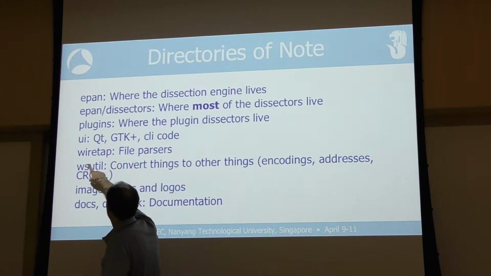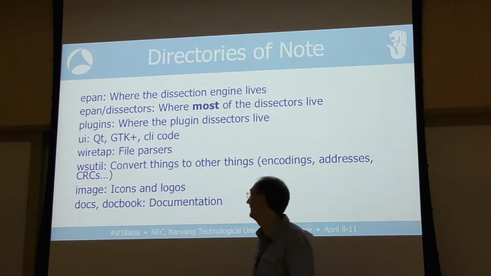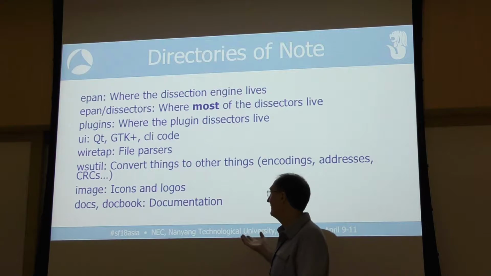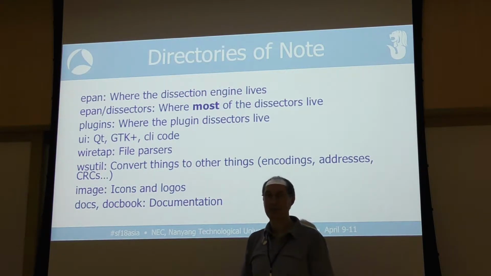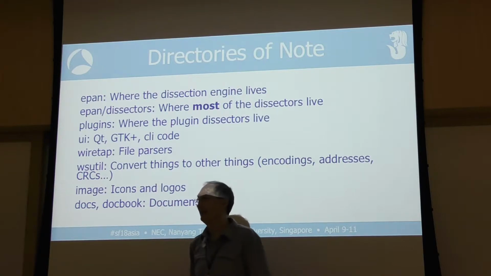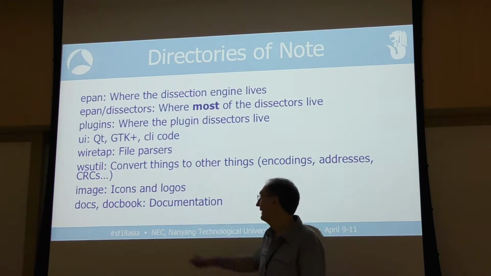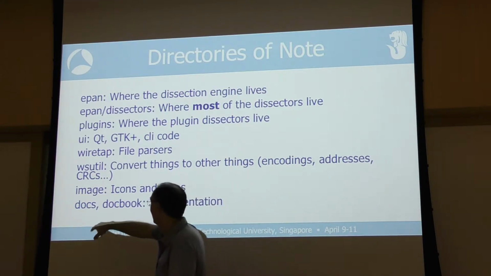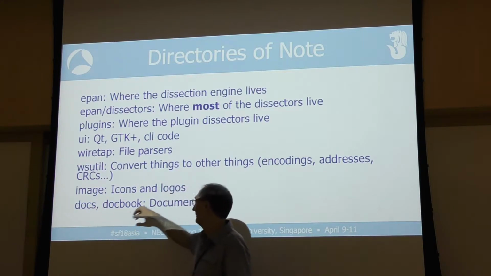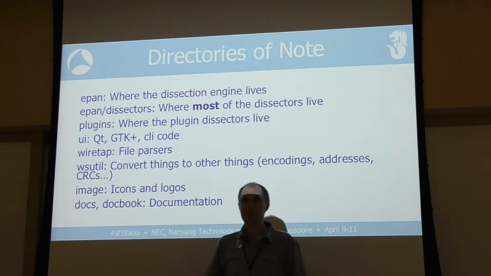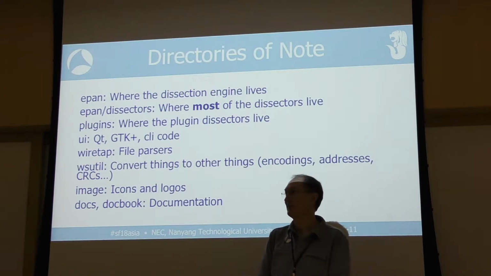Wiretap has all of our file parsers, and wsutil has a bunch of utility routines that don't fit anywhere else. That's just where they ended up. And image has all the icons and logos and various things like that. And we have two documentation directories. Docs has all the man pages, and docbook has the DocBook documentation, like the user's guide and developer's guide.